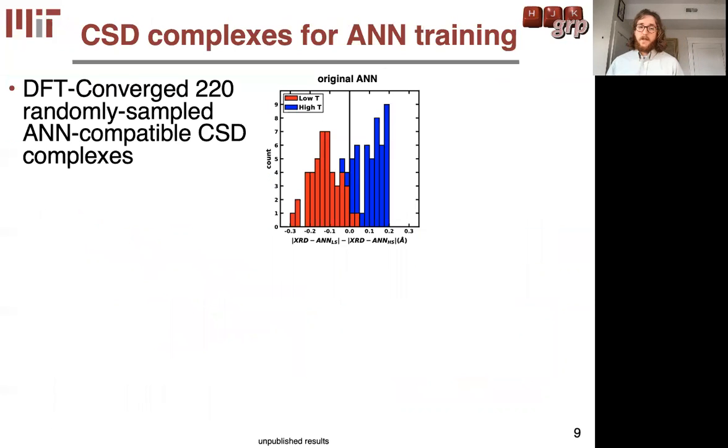However, we're also interested in whether we can actually improve this prediction by including some sampled or targeted sampled experimental data that's actually very different from the SCO complexes. So for this, we pulled out and randomly sampled from the CSD ANN compatible CSD complexes that are from chromium all the way to nickel.